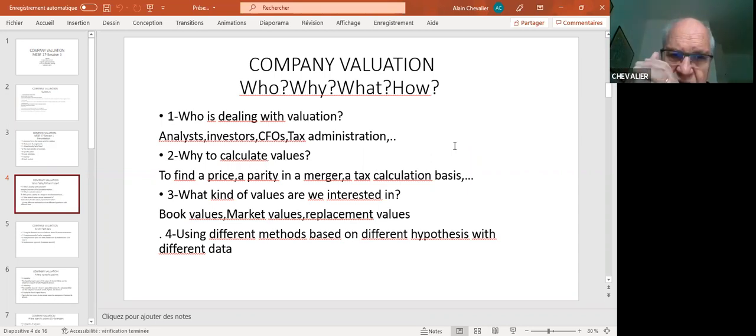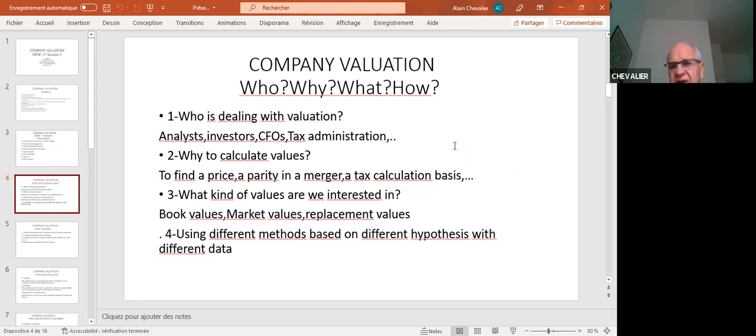You need a price, for example, to make an IPO. You need a price in the privatization process. You need a price because you want to calculate a parity in a merger. You need a price as a tax calculation basis. So you find many circumstances, in financial business, where you need a price. And to obtain a price, you should first obtain values.